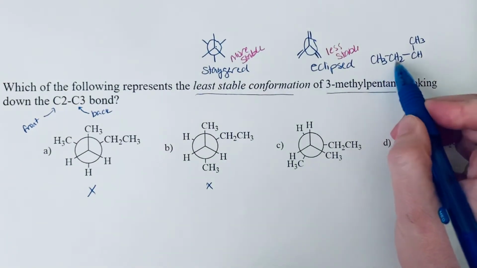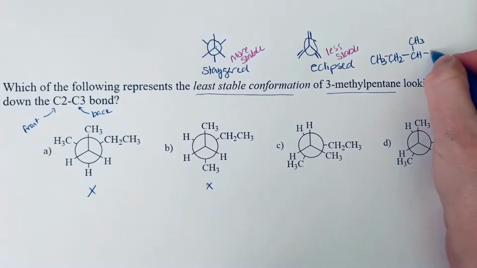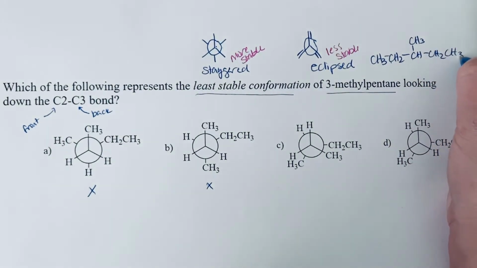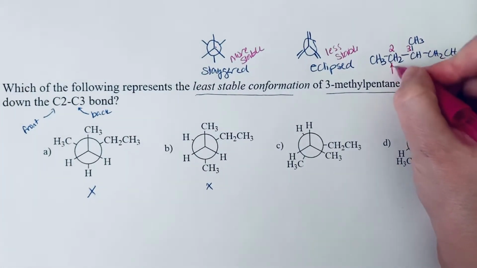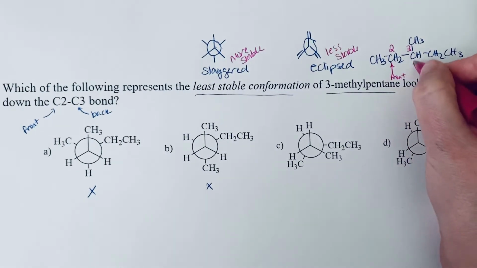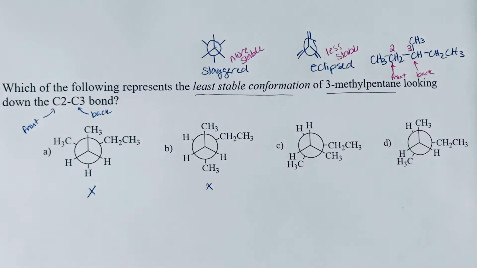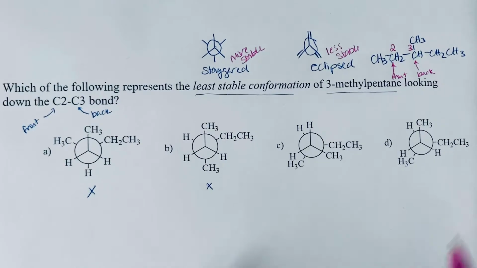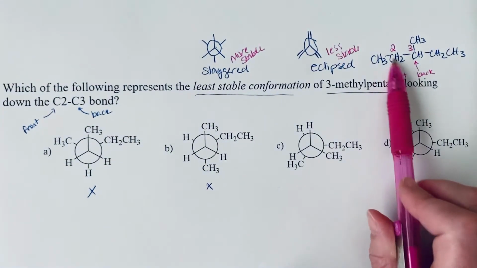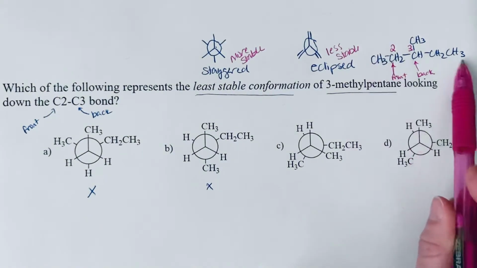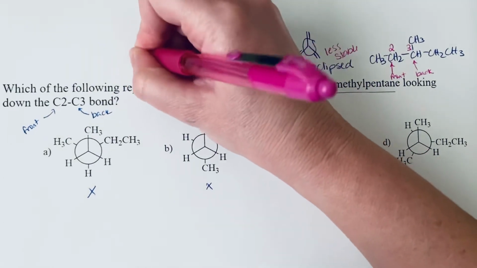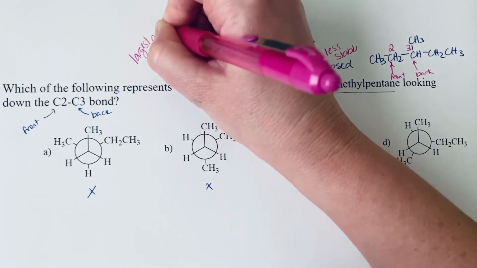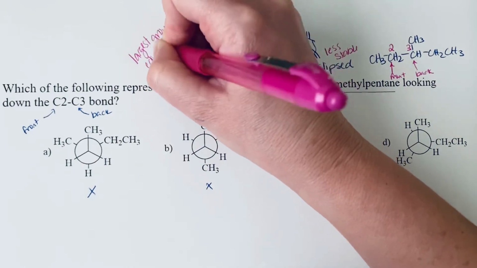All right, so there is our 1, 2, 3 with the methyl group, 4, and 5. So this is our carbon 2, and this is our carbon 3. So this is what we want to be the front of that Newman projection, and carbon 3 is what we want to be the back of the Newman projection. So essentially what we want to do is think about how bad can we make these interactions. And the worst thing that we could have happen is the largest group on carbon 2 overlapping with the largest group on carbon 3. So if we have our largest groups eclipsed, that would be the least stable conformation.